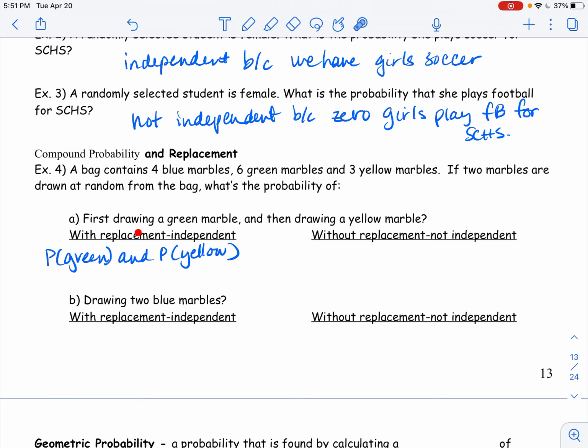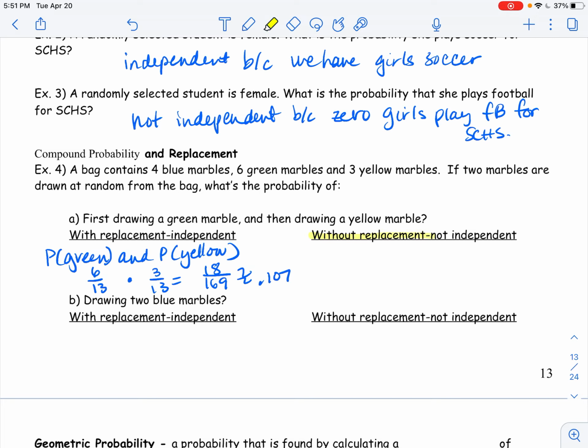With replacement, that means we take the marble out of the bag and we put it back. Therefore, these events are independent. Just because we picked a green the first time is not going to affect the probability of the yellow. So this is going to be 6 out of 13 and 3 out of 13. And when we multiply this is 18 out of 169, and as a decimal, approximately 0.107.